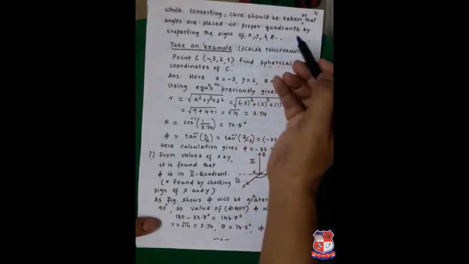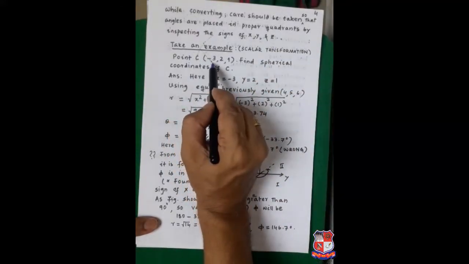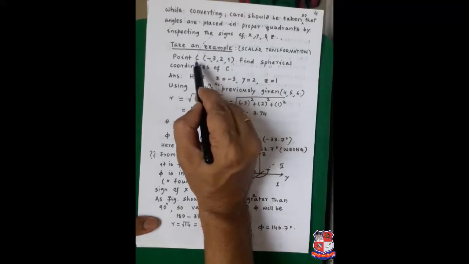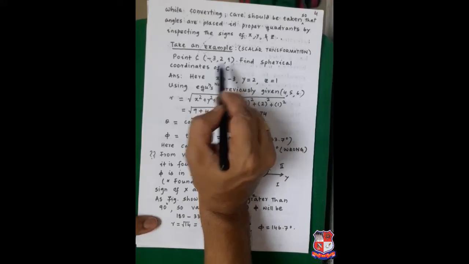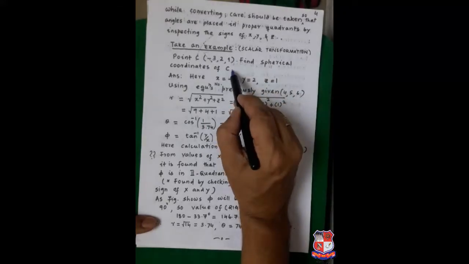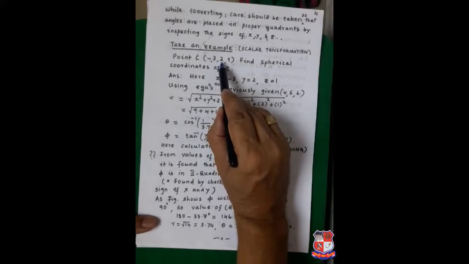We can take an example. Suppose a point C is taken in the Cartesian coordinate system having coordinates -3, 2, 1. If you are asked to find the spherical coordinates of C, this type of question can also be called a scalar transformation, because only the coordinates are changing; there is no vector at all.